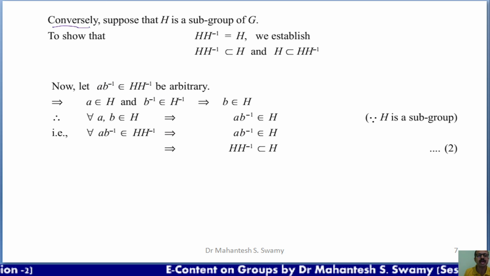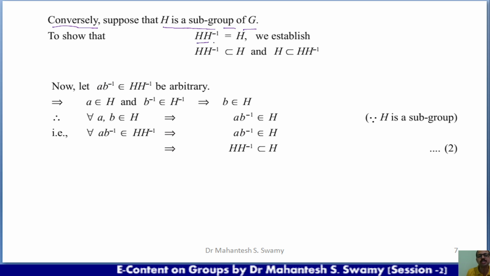you consider that H is a subgroup of G. We have assumed here it is a subgroup of G. Now what we have to show? We have to show the condition H H inverse is equal to H. Again, to show that two sets are equal, one set is the subset of the other and the other set is the subset of the first one. So we have to prove that H H inverse is a subset of H and H is a subset of H H inverse.